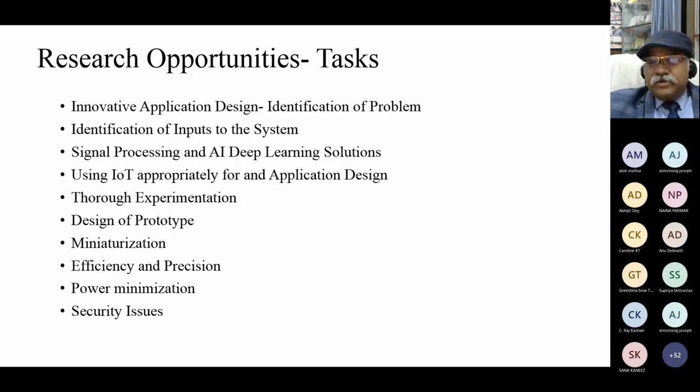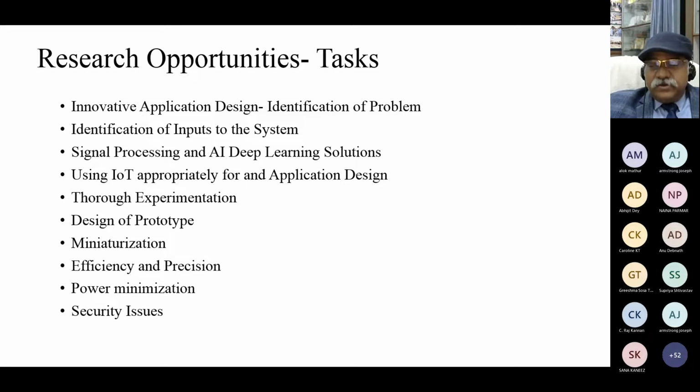Then how can you use IoT appropriately for application design? Of course, IoT has made it very easy to build any application, have experimentation, and have a test setup created. So that may be used for doing good research. Things which you were simulating through platforms like MATLAB, you are able to do in real time also. And real-time data you are able to collect, process, and see what is happening, and then the conceptualization can be done. So thorough experimentation is necessary in this area.